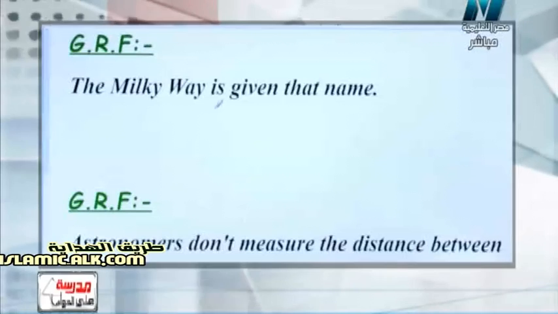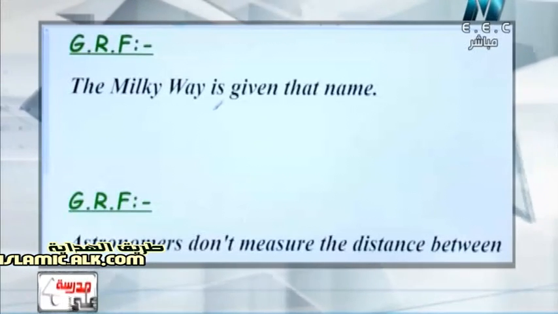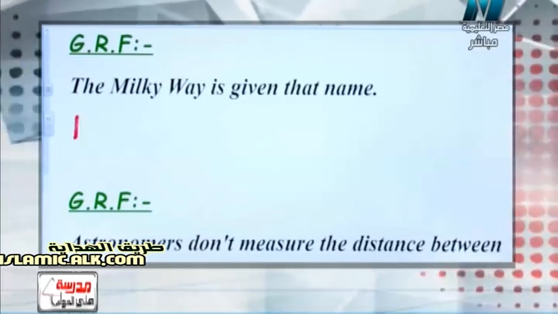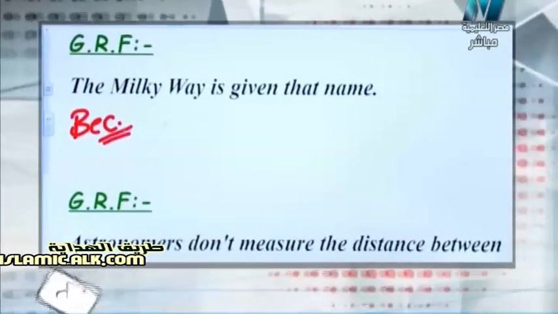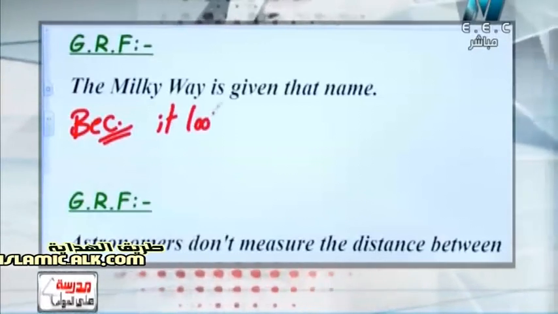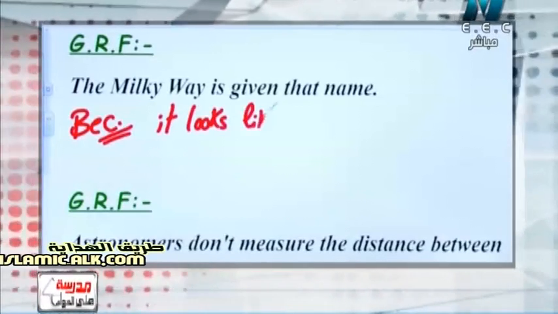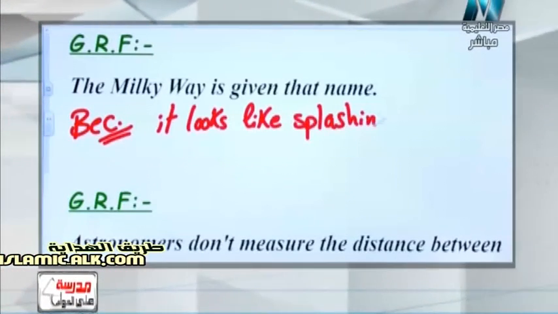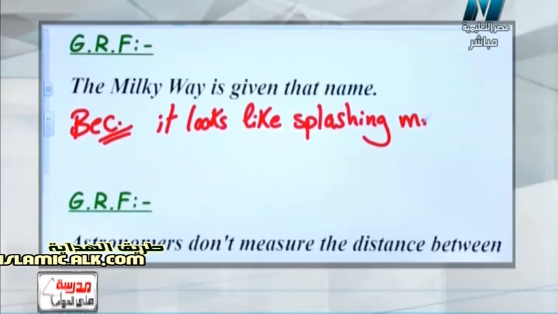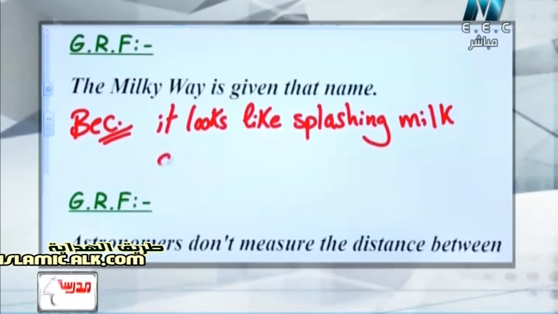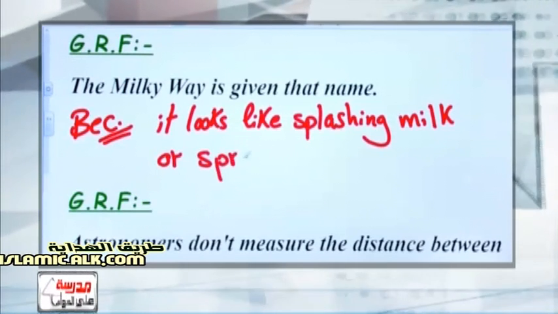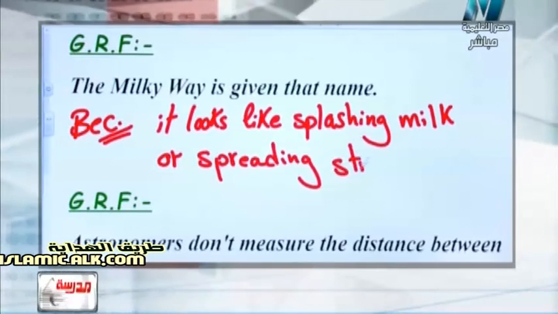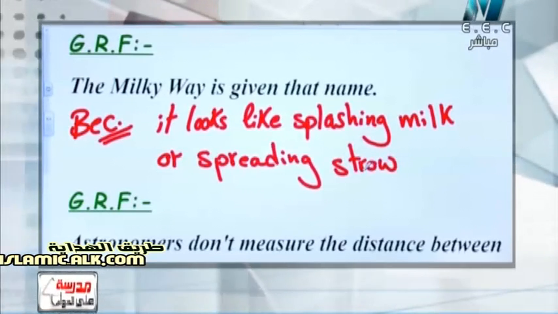Here we have a question. Why is the Milky Way given that name? Why did we name it the Milky Way? Of course, because it looks like splashing milk or spreading straw.